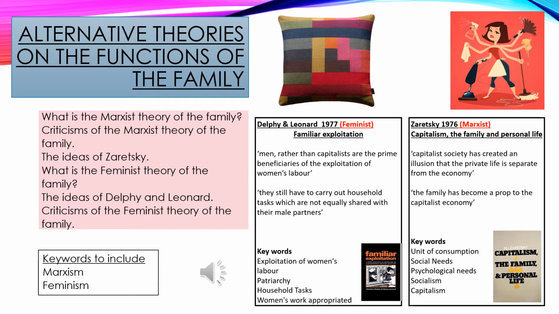The ideas of Delphy and Leonard talk about exploitation in the family. It's men, not capitalists, who benefit from women's labour, and they mean domestic labour here, so housework. The double, the triple shift where women work at home and outside of the home and look after children. This is all areas that you may want to talk about and compare when you think of all the different ways in which feminists could criticise the nuclear family particularly, but all family types.